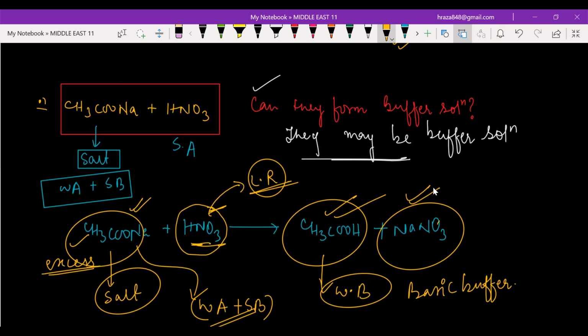So the answer will be maybe, right? Yes, maybe. But in a reaction form, moles will be given, from which we can compare whether it is the limiting reagent or not.